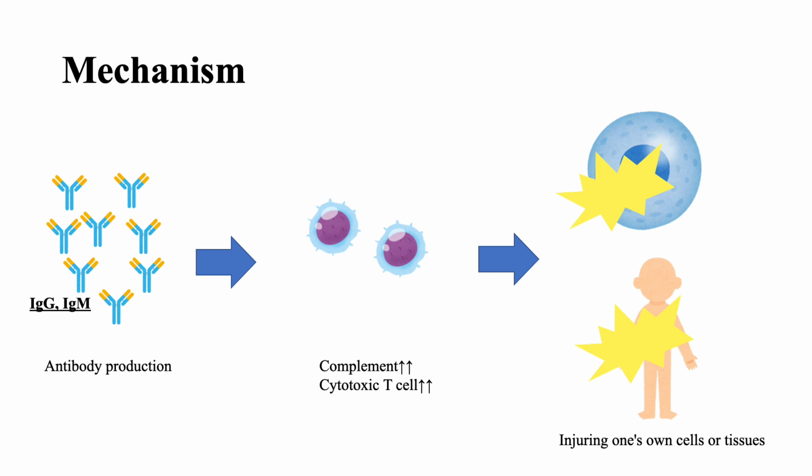Unwanted antibodies activate complement or cytotoxic T cells. Next, injuring one's own cells or tissues. The antibodies here are IgG and IgM. These two classes of antibodies have in common that they involve activation of the classical pathway of complement. The classical pathway of complement has already been explained in the lecture on complement.